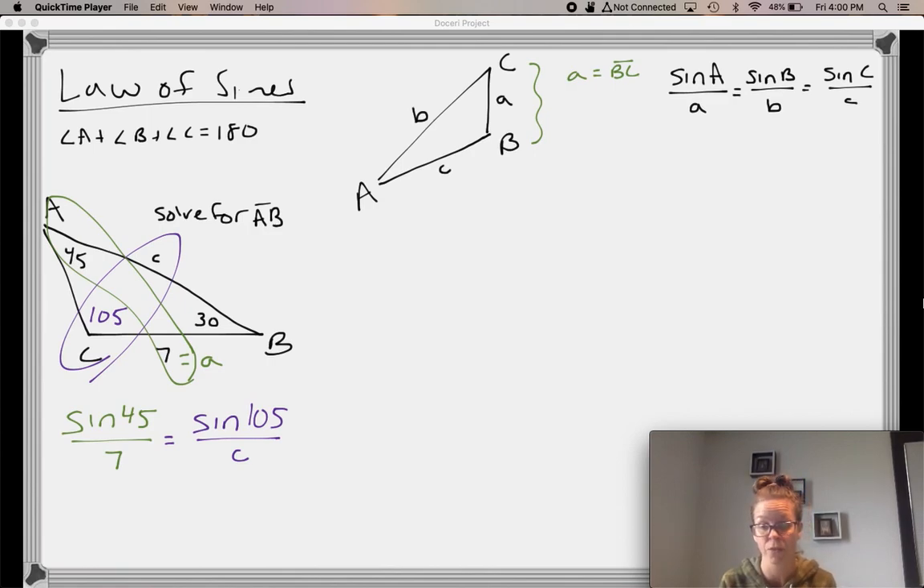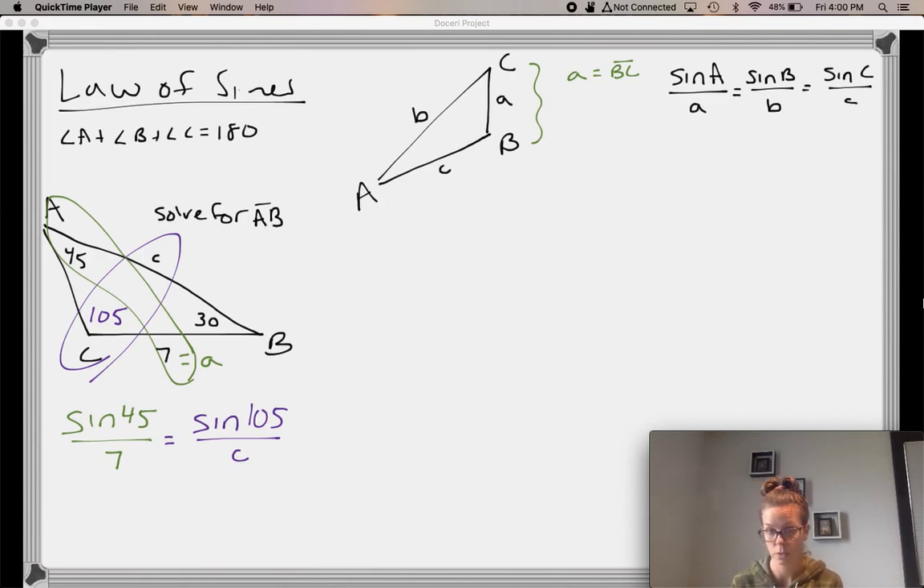Only one piece of missing information, so that means that this is solvable with algebra. If you have more than one piece of missing information, you can't solve it with algebra. To solve this with algebra, this is what we call a proportion, a fraction equal to a fraction, and we solve that by cross multiplying. So I'm going to multiply across this fraction.